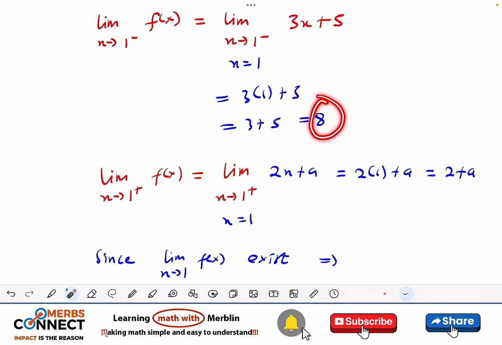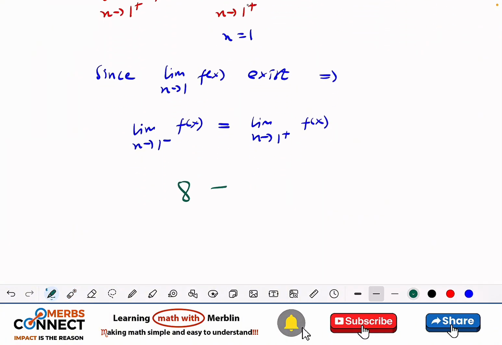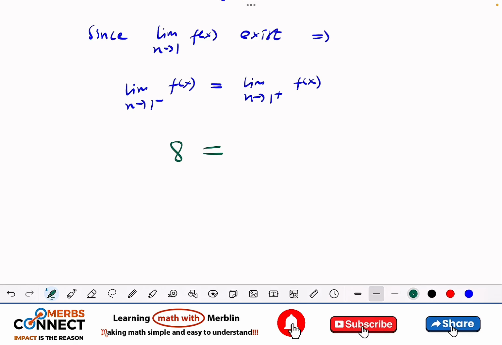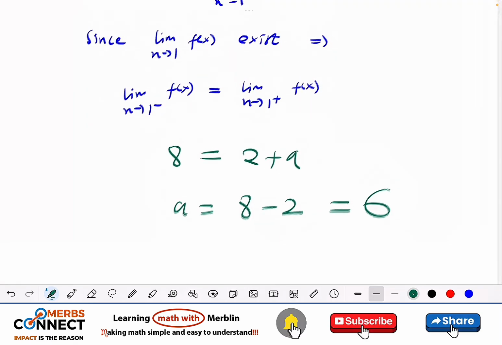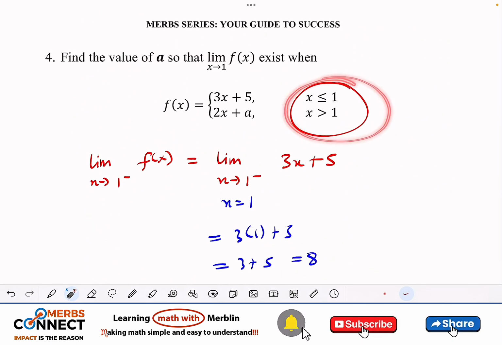So what did we get for this? We had 8. So we are going to have 8 is equal to, what do we have from the right? We had this. So we are going to have 2 plus a, and a will be equal to 8 minus 2, and this is equal to 6. So basically, that's what you need to do. So pay attention to what is here and the ones that you need to use to solve.